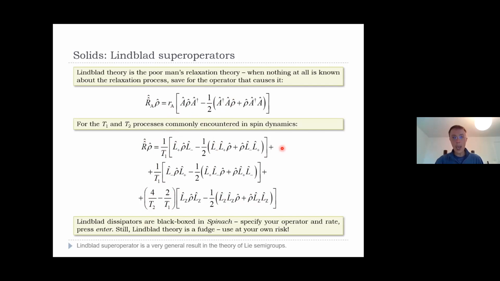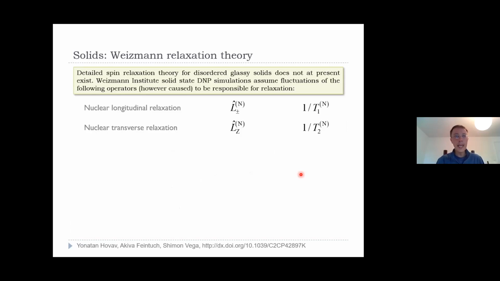But this is really a gesture of inspiration. When we don't know anything about relaxation, we vaguely know that it's spin flip. Then of course L+ is what spin flip is, and L-, and then we can build a Lindbladian out of it and hope for the best. So it's a fudge, use it at your own risk. That having been said, I've seen people using it with great effect. It's actually surprisingly decent what comes out of it.